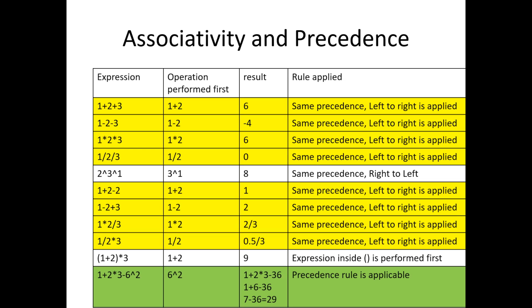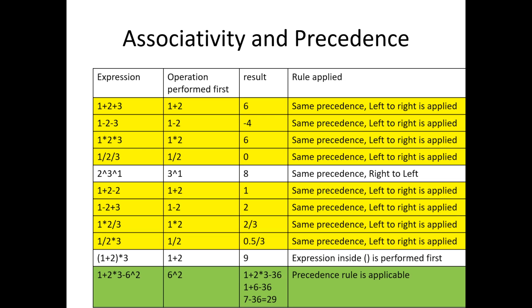In the next example, 1 plus 2 minus 2. Plus and minus have the same precedence, as you've seen in the previous slide. 1 plus 2 is performed first, then 2 is subtracted. The leftmost operation is plus, that is performed first. Precedence is the same. The associativity is left to right. Whichever operation with the same precedence comes first from the left, we have to perform first.